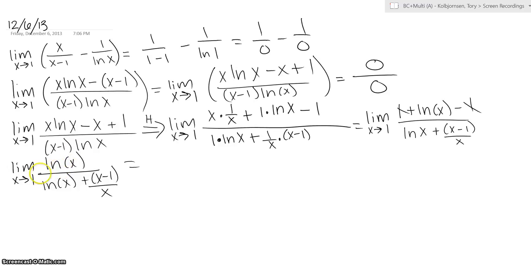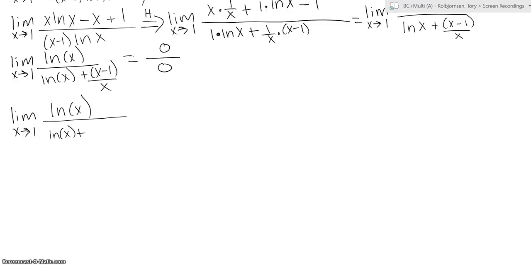When we take that, we still get 0 over 0. So we can apply L'Hopital's rule one more time. Now when we write it to prepare to take L'Hopital's rule one more time, we write that x minus 1 over x, this bit right here, as 1 minus 1 over x to make our job a little bit easier.